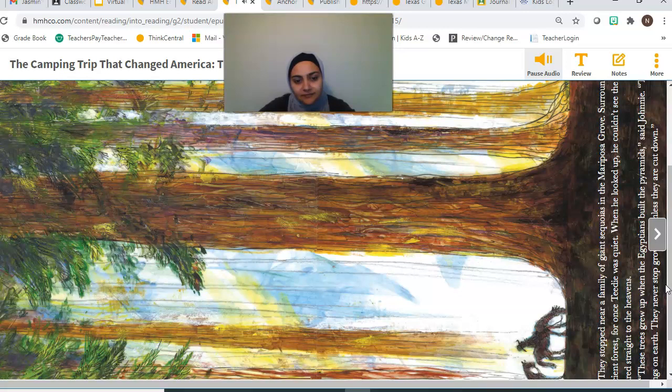"These trees grew up when the Egyptians built the pyramids," said Johnny. "They are the largest living things on Earth. They never stop growing, unless they are cut down." Wow, those are beautiful.